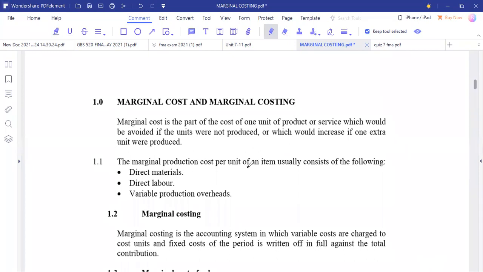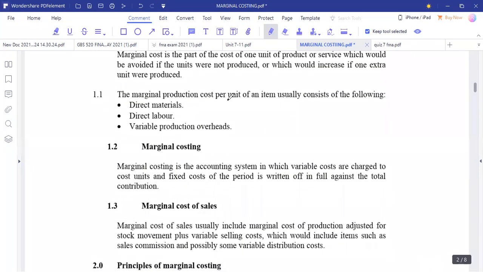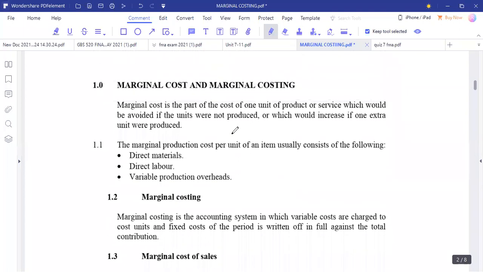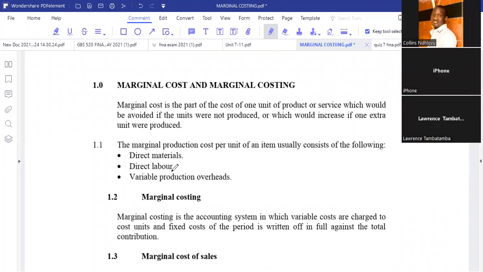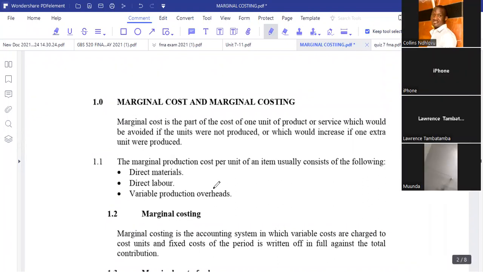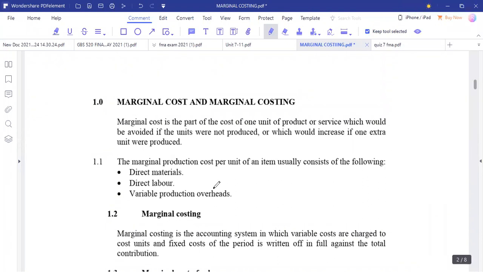In marginal costing, we consider the direct material involved in production. These are some examples of variable costs. The direct labor is another type of variable cost in marginal costing. Then variable production overheads all fall under marginal costing. We have no fixed cost here as we are finding a contribution in marginal costing.